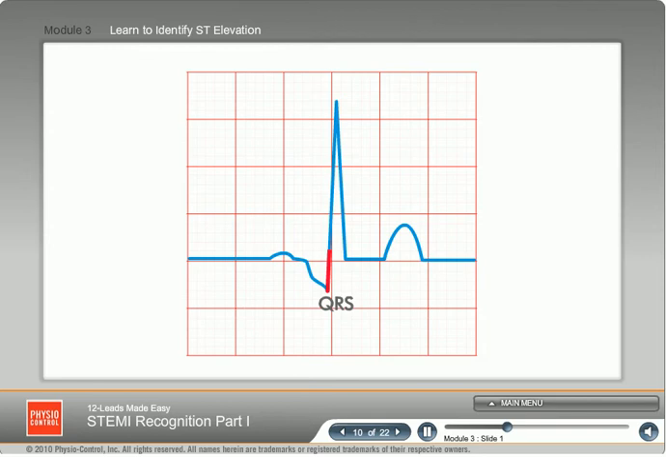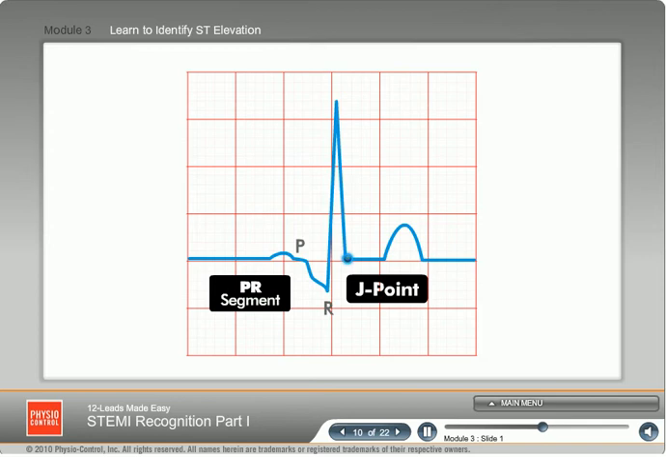Following the QRS to the end, we see our J-point is right here. So far, so good. However, when trying to determine if ST segment elevation is present, our instincts could lead us astray. Our eye wants to compare the J-point to the PR segment. But that's not the best reference point because there are conditions that can cause PR segment depression. When that occurs, we could incorrectly conclude that ST segment elevation is present when in fact it's not.